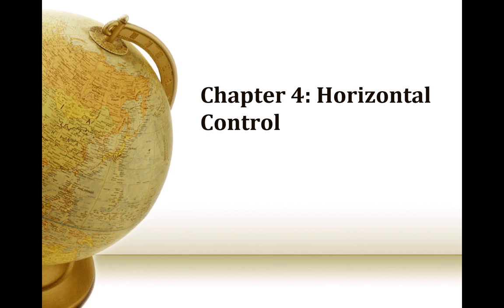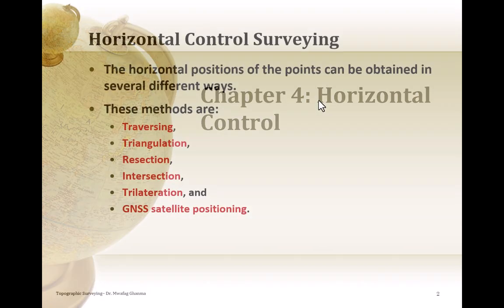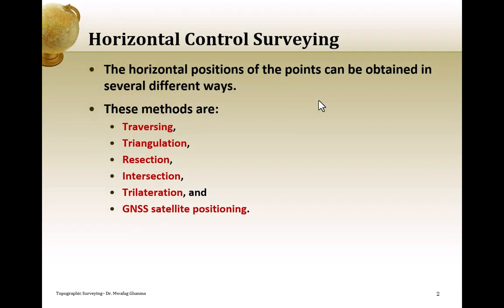This is a presentation about horizontal control. In horizontal control, we find the coordinates of points to be used later on as horizontal control points. How to achieve that? We have different methods, and these methods are listed here, but in particular today in this presentation we will be talking about trilateration.